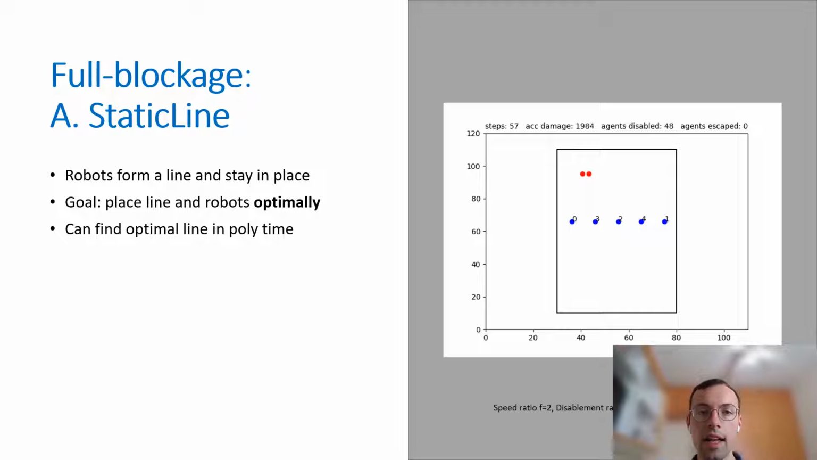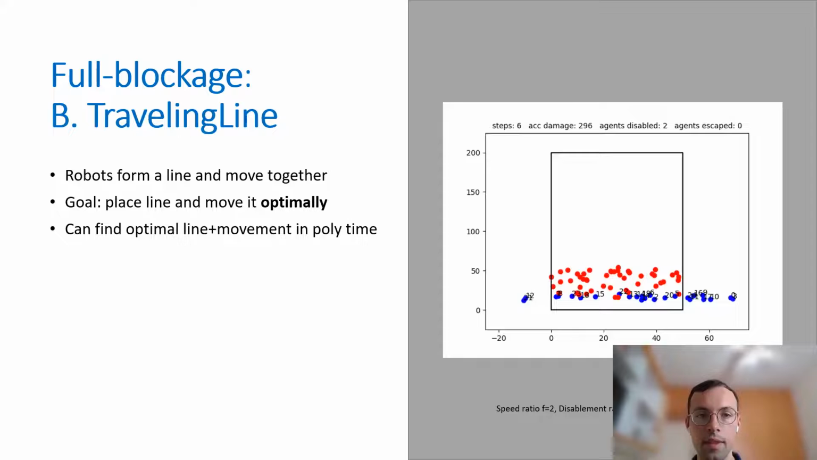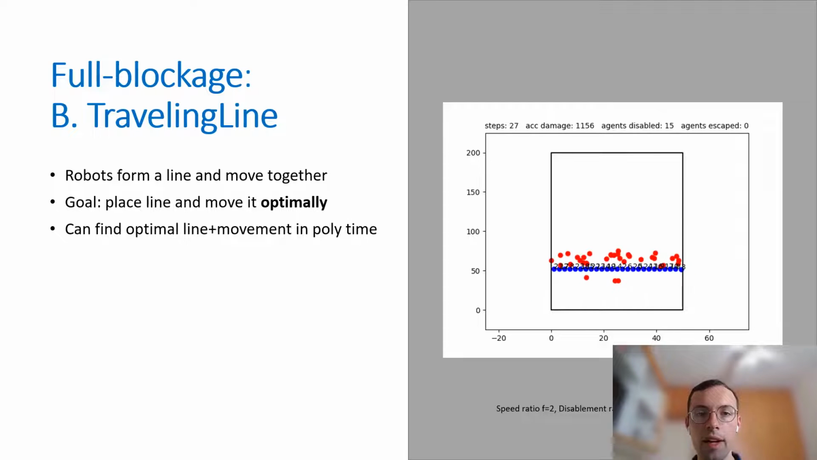In static line, the robots form a line and stay in place. The goal of static line is to find the optimal line and assignment for the robots that minimizes the accumulated damage. The algorithm is inferior relative to other blocking line algorithms, but still it outperforms benchmark algorithms in some cases. In traveling line, we aim to find the optimal full line and its vertical movements, minimizing the accumulated damage. This is done by a dynamic programming solution for the one-dimensional traveling repairman problem.